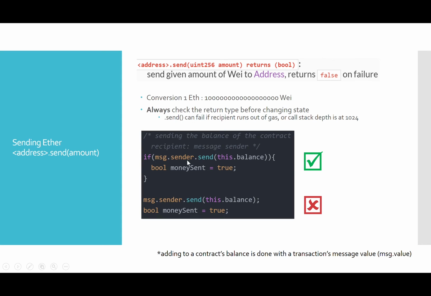What I'm doing is I'm sending the balance of the contract to the person that requests it, and I'm then changing the state only if the send function went through. In this case, I'm not doing it the correct way. I am sending the balance to someone and automatically changing the state to true. I don't know if this send went through or not. The reason send could fail is if the recipient runs out of gas or the call stack depth is at a certain height.